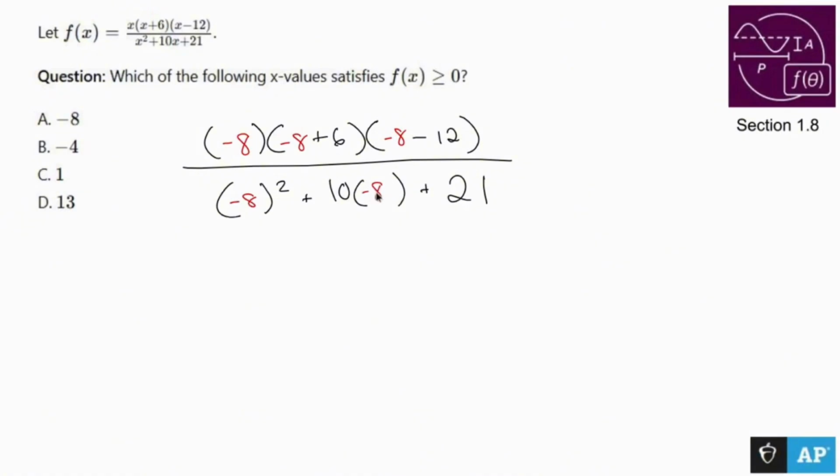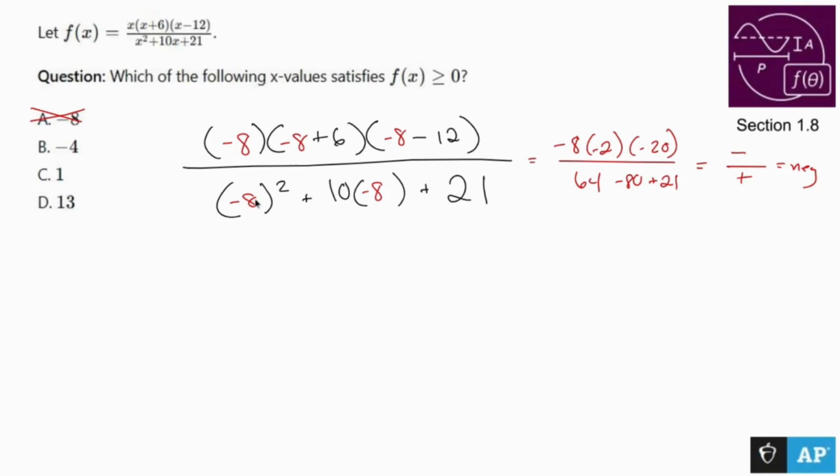-8 becomes -8, -2, and -20 all over 64 minus 80 plus 21. Negative times a negative times a negative is a negative. And 64 minus 80 is -16, plus 21 is a positive. So a negative divided by a positive is a negative. So -8 does not work.